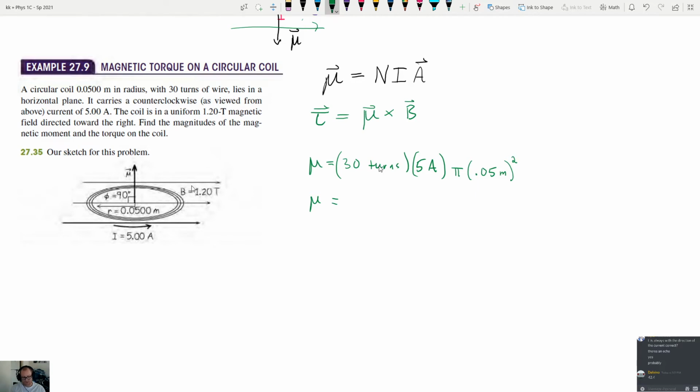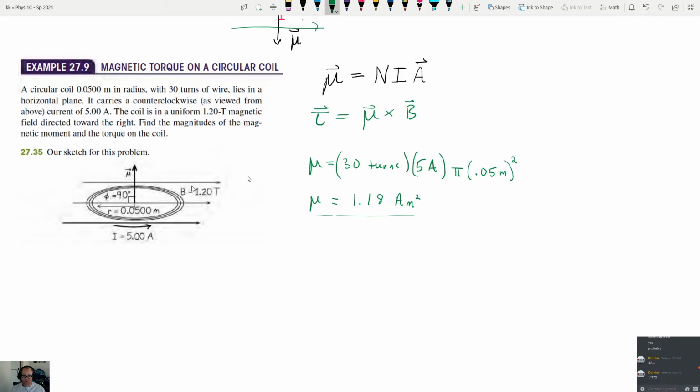So for me, that's 30 times 5 times pi times 0.05 squared times 0.05. I get 1.18. Me too. And then what are the units? Well, it's just amps times meter squared. That's our magnetic moment.